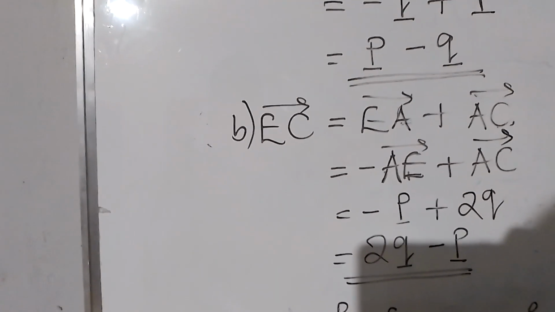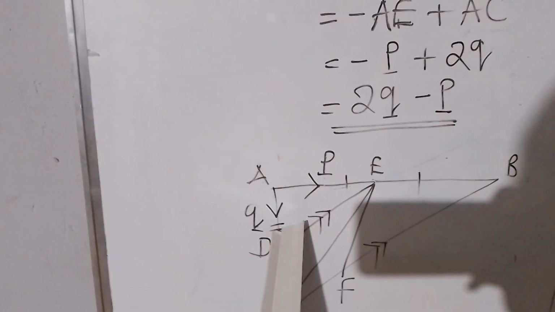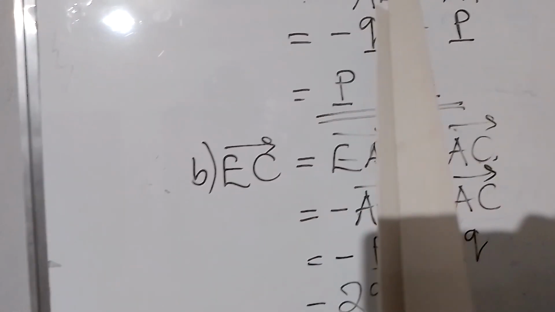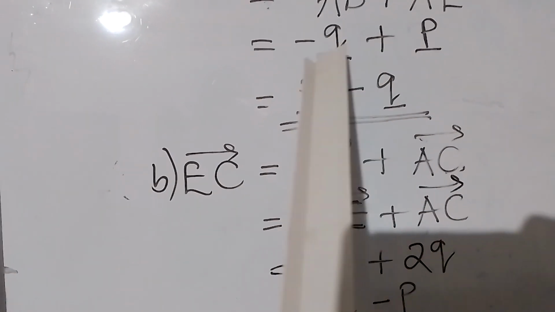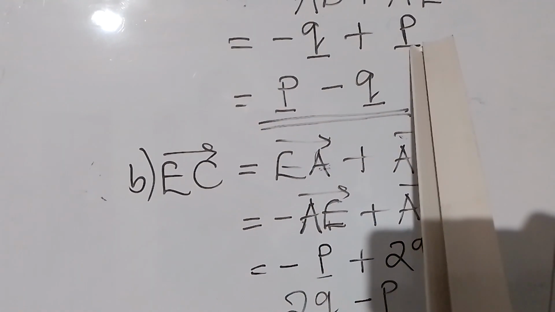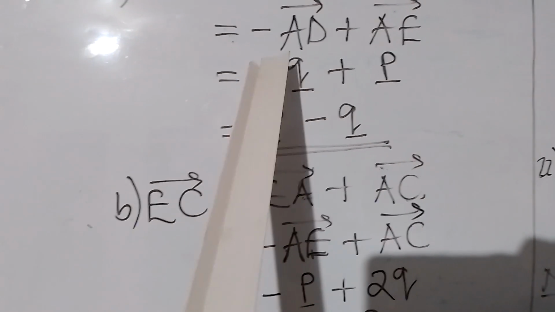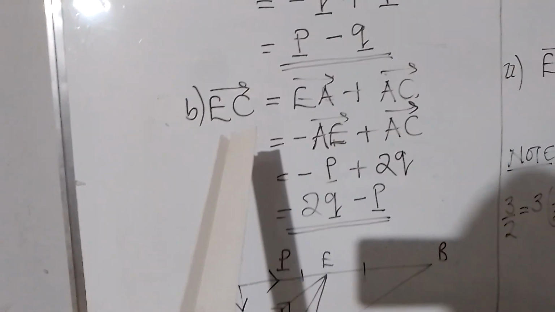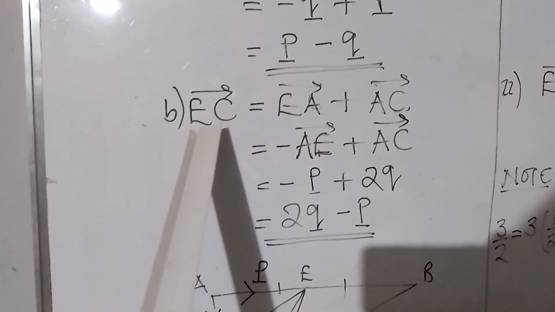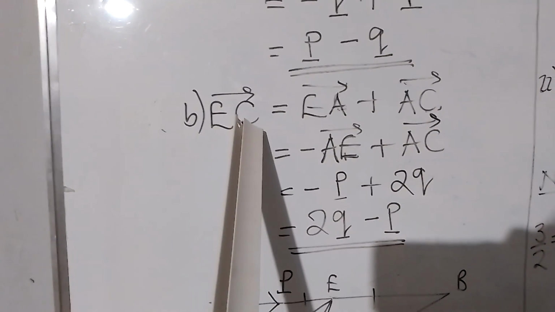And since AD we have been given as vector Q, what are we supposed to do? We are going to put it as negative AD plus AE. Then we substitute AD, we know that it's Q. We substitute with Q, so it gives us negative Q. This is the solution. But for clarity's sake, we need to rearrange them and keep the negative sign in between. From here, we move on to EC. EC, again, the guiding principle here is that we have to start from letter E and then we end on letter C.